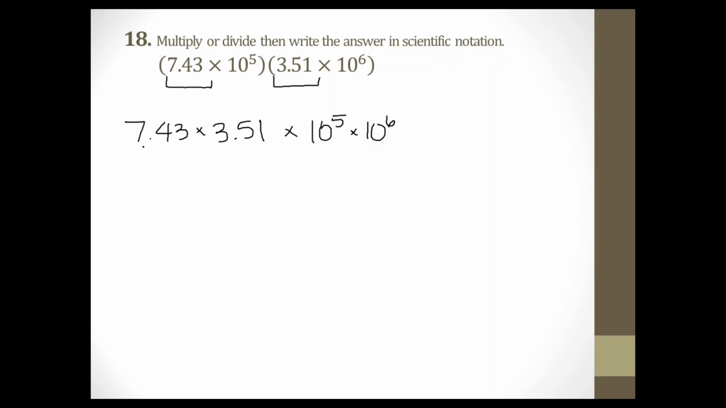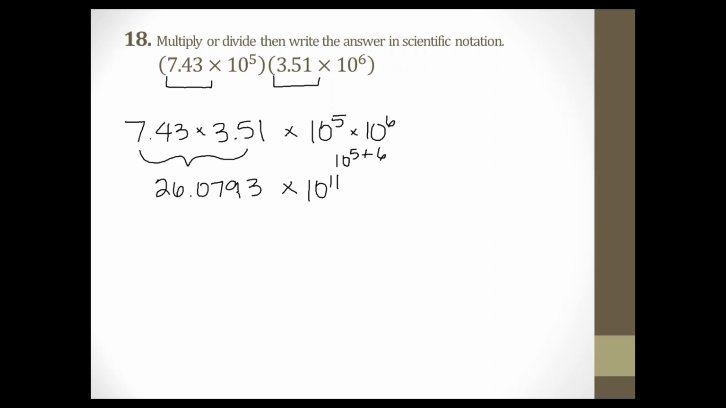So lucky you, you can use your calculator if you like. 7.43 times 3.51 is going to equal 26.0793. Then I'm multiplying these two expressions with exponents. They have the same base, so I can just add the exponents. That's 10 to the 5 plus 6, so that'll be 10 to the 11th.